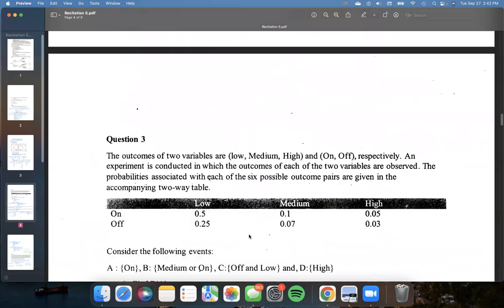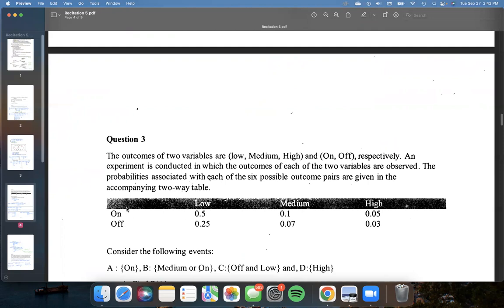All right, question 3. The outcomes of two variables are low, medium, high, and on, off, respectively. An experiment is conducted in which the outcomes of each of the two variables are observed. The probabilities associated with each of the 6 possible outcome pairs are given in the accompanying two-way table.